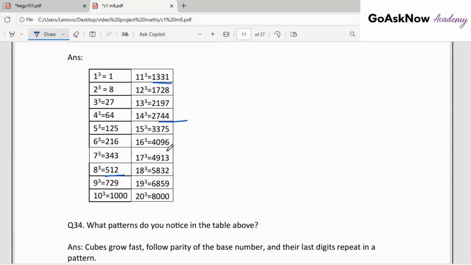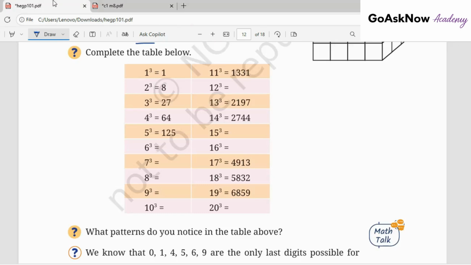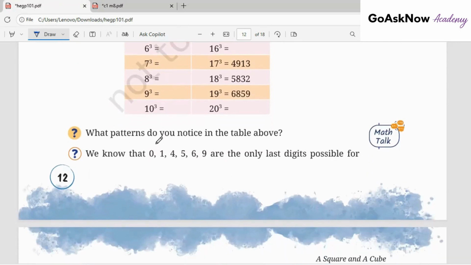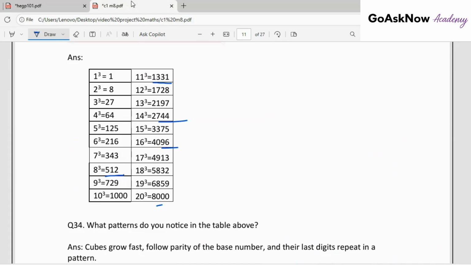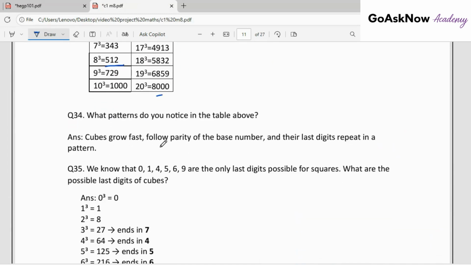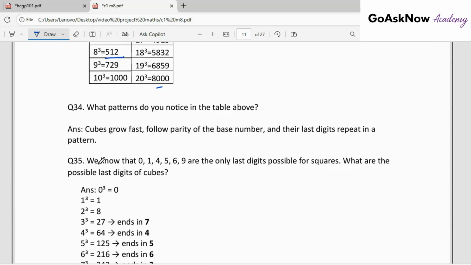16 cube is equal to 4096. 17 cube is equal to 4913. 18 cube is equal to 5832. 19 cube is equal to 6859. 20 cube is equal to 8000. What pattern do you notice in the above? Cubes grow faster, follow the parity of the base number, and their last digits repeat in a pattern.